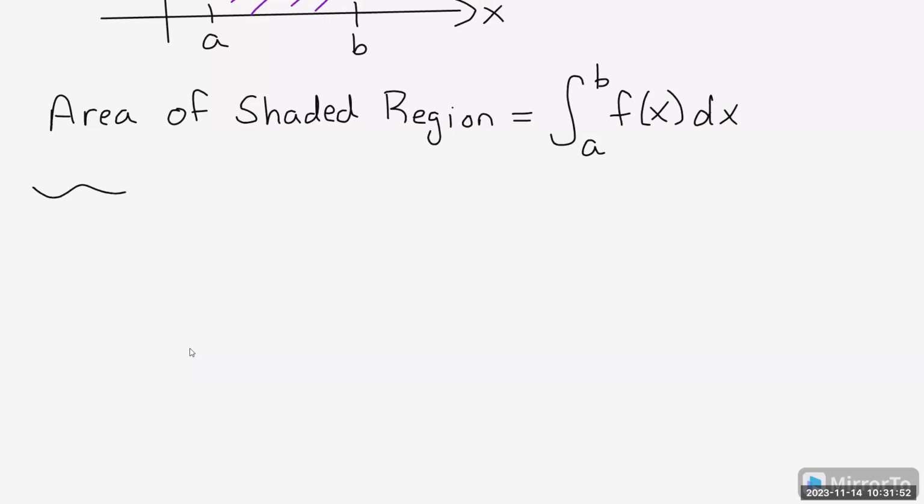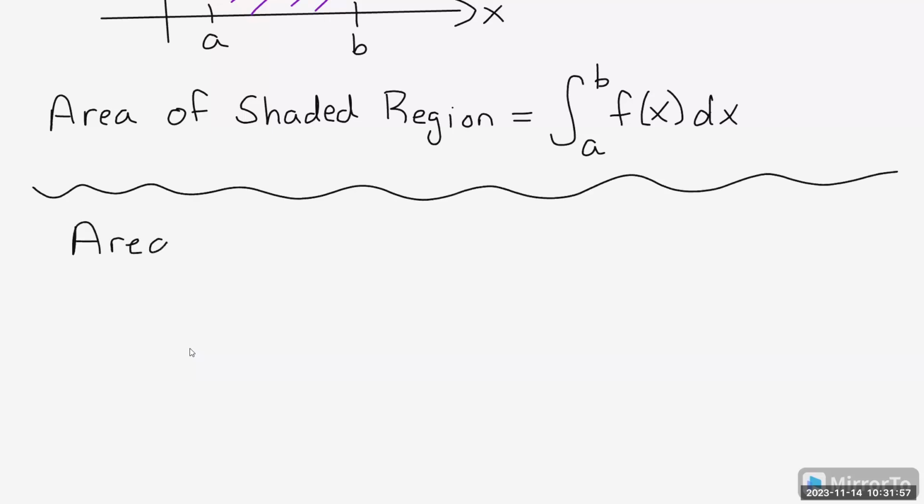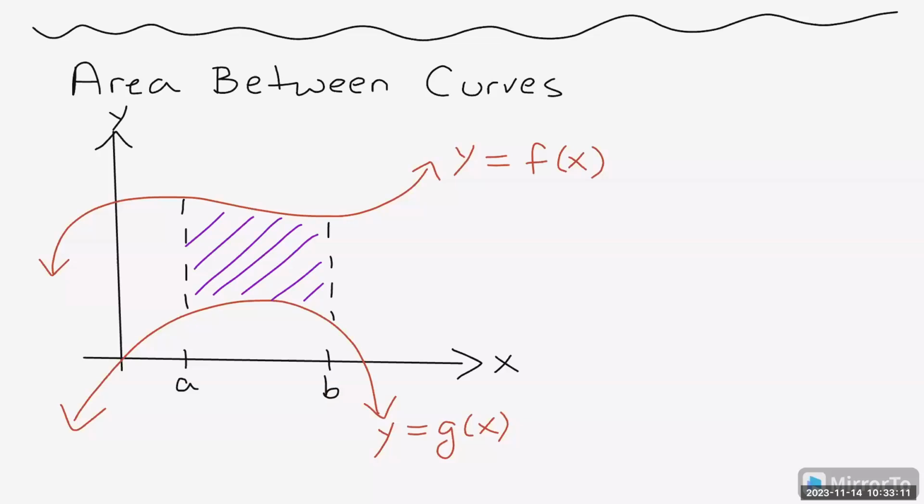So I'll draw another graph, but this time with two curves. So here's just another graph with two curves. So we have y equals f of x on top, y equals g of x on the bottom. And then the region that I shaded this time is a region between those two curves.